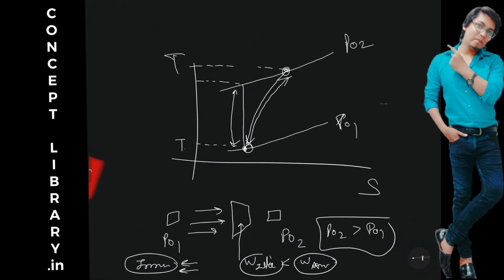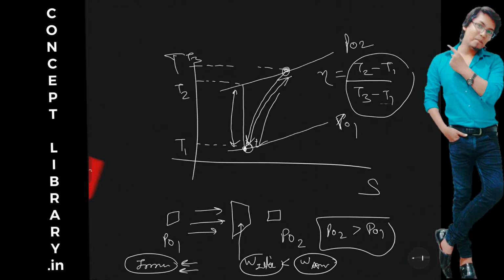If I give the symbols T1, T2, T3, then the efficiency of a compressor is going to be (T2 minus T1) by (T3 minus T1). But the question comes again, why do we have to supply more work in the actual compressor? I hope the doubt is very clear.